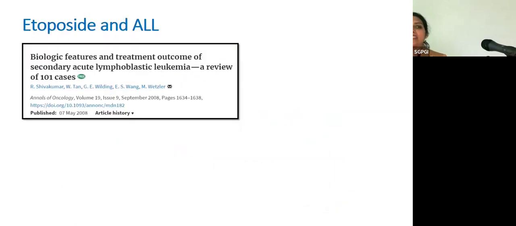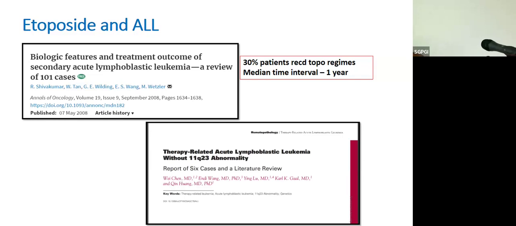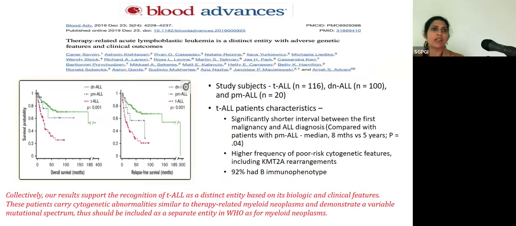Yes, we found a series by Shiv Kumar et al., where 101 cases of secondary ALLs were seen, and 30% of these patients had received a topoisomerase inhibitor. And the median interval time was 1 year. Then this is a very interesting paper which I recently went through. This is by Sagan et al. They have actually studied these patients.